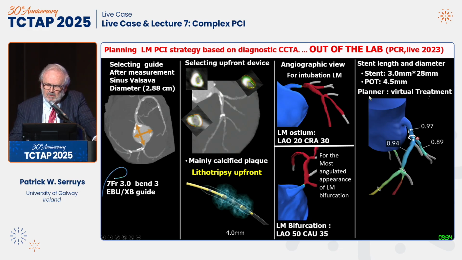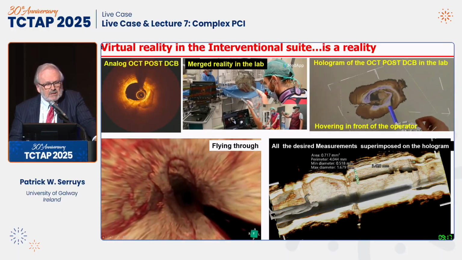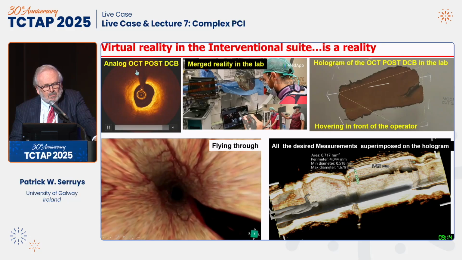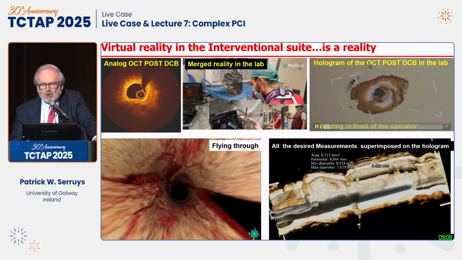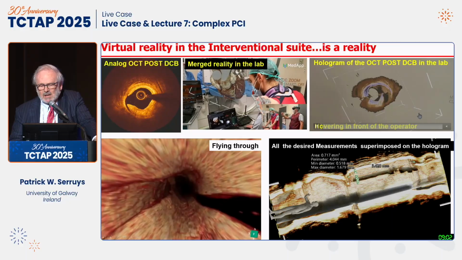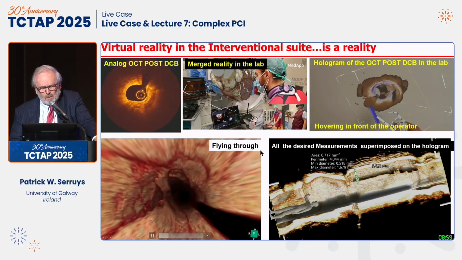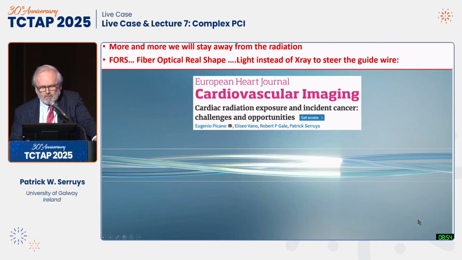And you could see with the planner software, the virtual treatment, basically what was red here has become blue, and only a secondary branch of the diagonal branch is still ischemic. Virtual reality in the interventional suite is reality. This is an analog OCT post-DCB merged in the reality of the cath lab. You have the hologram of the OCT in front of the operator hovering in the cath lab, and you can have a flying through, and all the desired measurements are superimposed on the hologram.